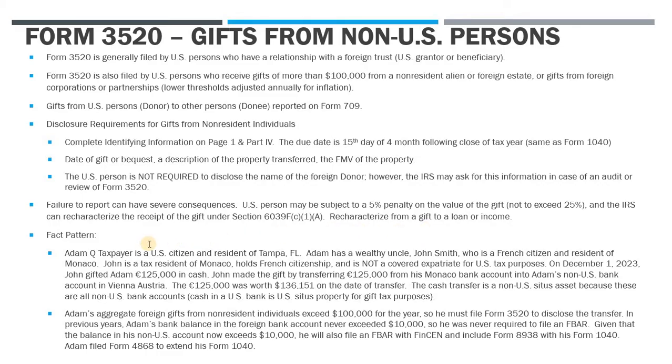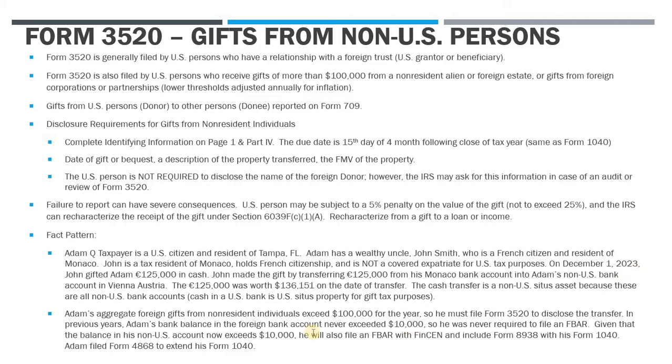All right, so let's look at the fact pattern here. We've got Adam Q. Taxpayer. He's a U.S. citizen and resident of Tampa. He has a wealthy uncle, John, who is a French citizen and resident of Monaco. John is a tax resident of Monaco, holds French citizenship, and he's not a covered expatriate for U.S. tax purposes. That's important because covered expatriates, if they give money back to U.S. persons, have some different rules there.